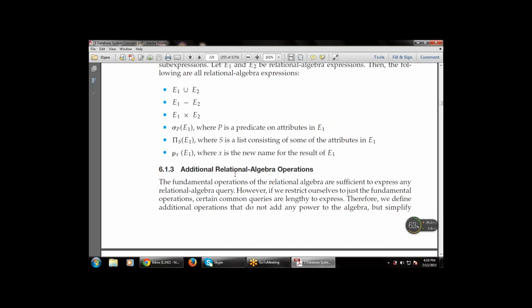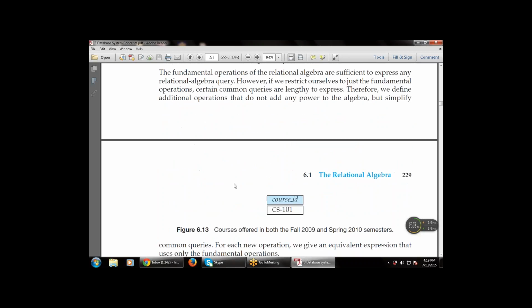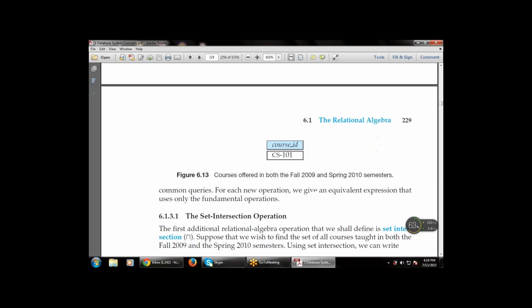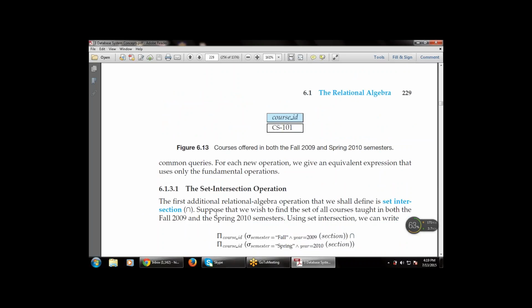Next are the additional relational algebra operations. That is, what are the additional operations available in relational algebra? One of them is the set intersection. We have discussed how to use the set intersection. The first additional relational algebra operation defined is the set intersection, denoted by the reverse U.